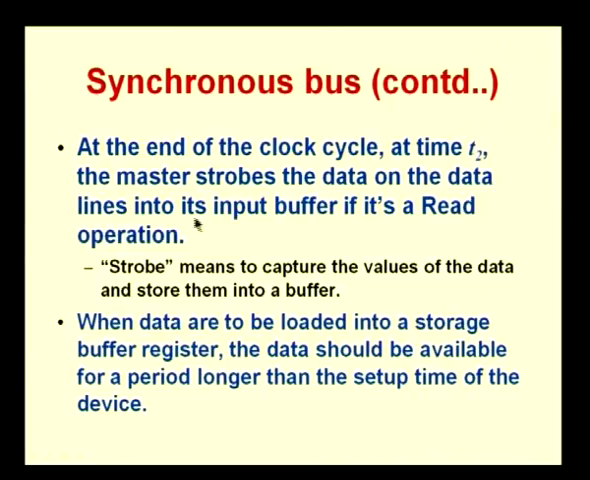the data on the data lines into its buffer if it is a read operation. If it is a write operation, then at the time t2, it will be taken by the slave and put into its buffer. Okay. So, what do you mean by strobe? Strobe essentially means to capture the values of the data and store them into a buffer. So, normally we use this term called strobe, a read strobe or a write strobe as we refer to it. Okay. So, the strobe normally means that is when the data can be captured and stored into the buffer.